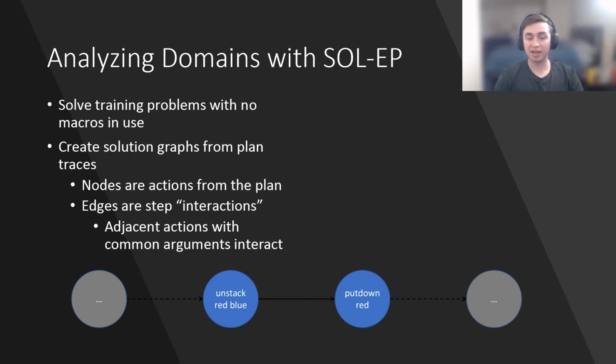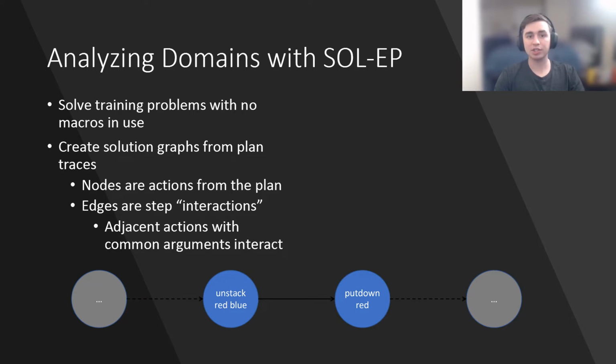The solution extended planner approach offers a different way of analyzing domains to generate these macro actions. First, we solve training problems with no macros in use to generate plan traces. Then we create solution graphs from these plan traces, where the nodes are actions from the plan and the edges are step interactions. These plan step interactions are defined for two actions if they're consecutive in a plan and either have at least one common argument or one of the actions has no arguments.